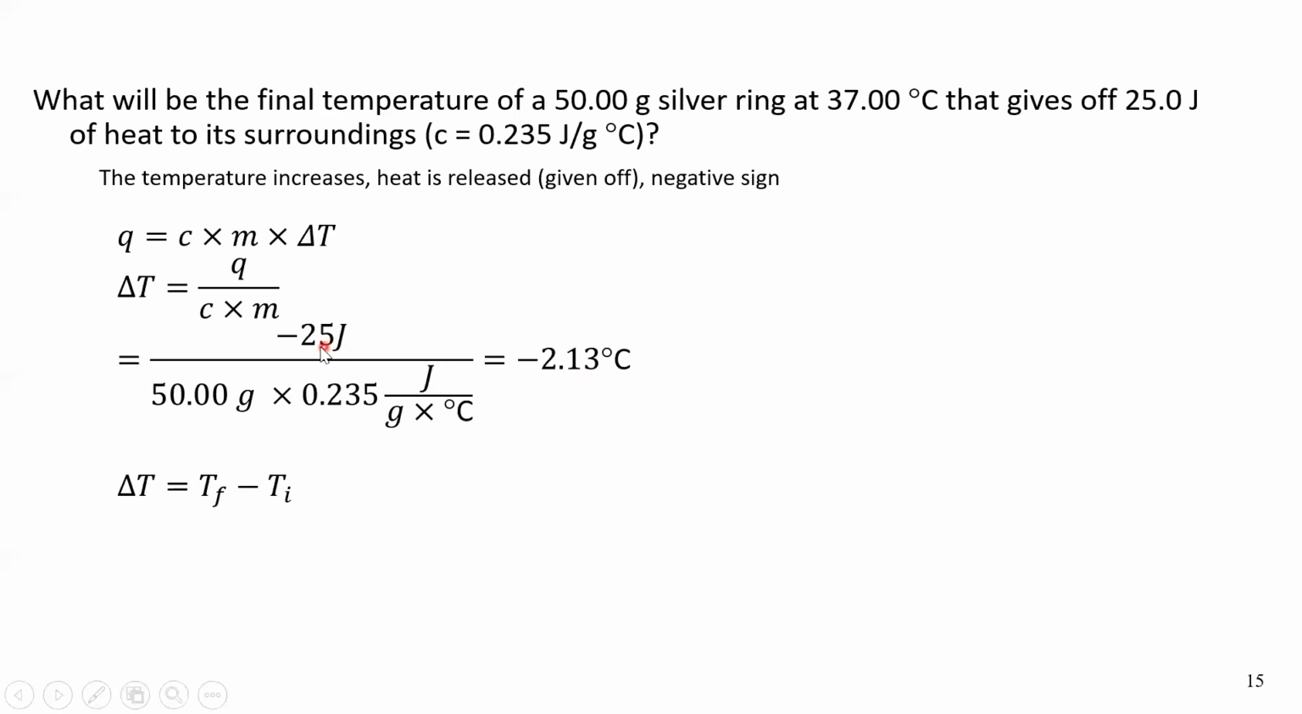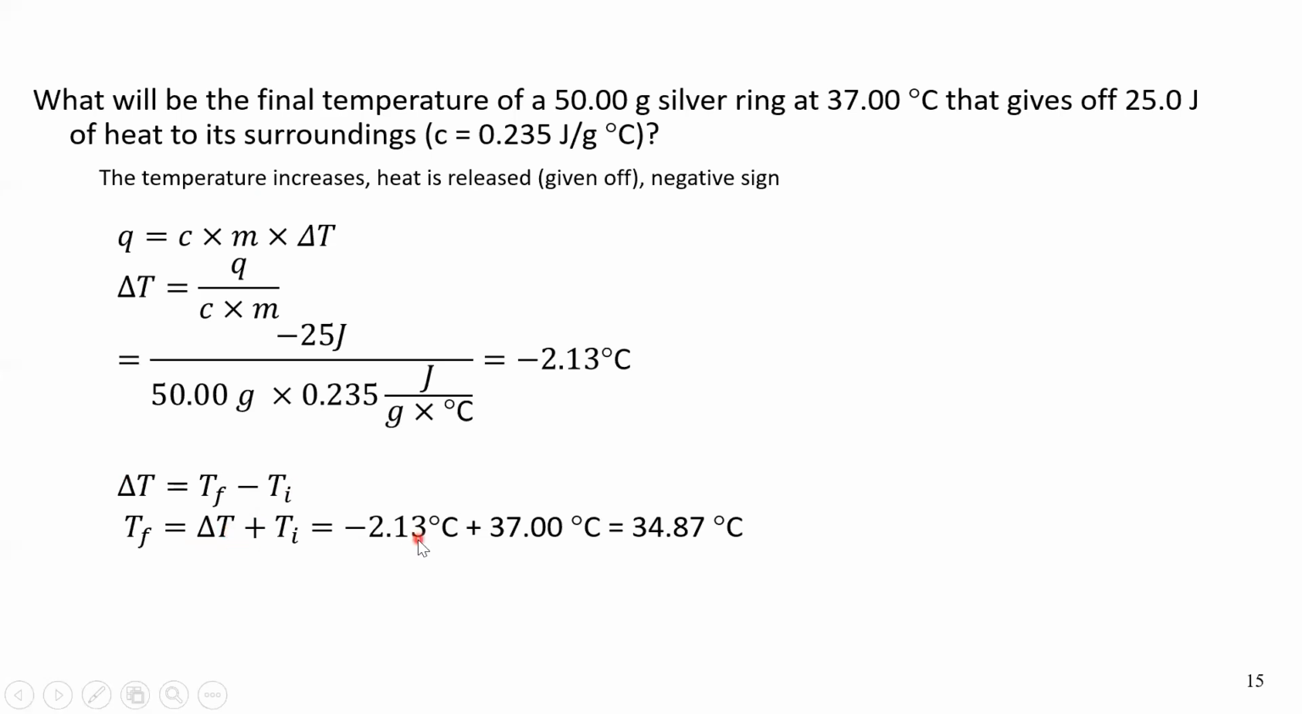This should actually say 25.0, so we've got an extra significant digit. So we want to calculate T final. We know the temperature change and we know the initial temperature. So again, just a little bit of algebra. We want to get T final by itself. We would have to add T initial to both sides.